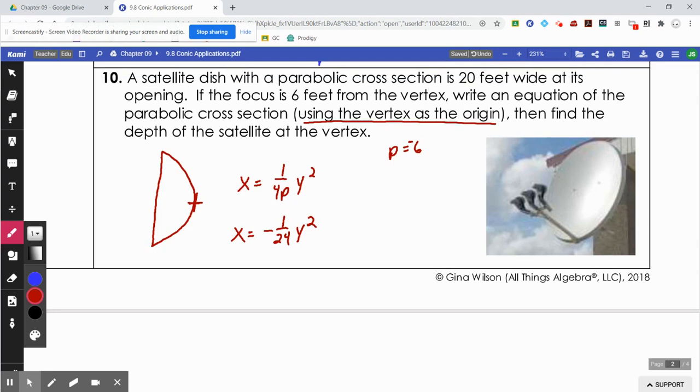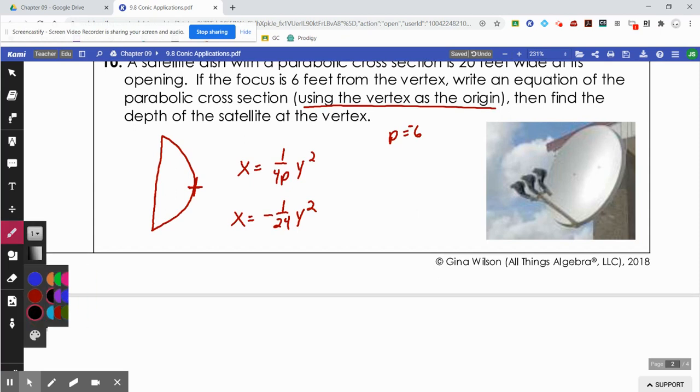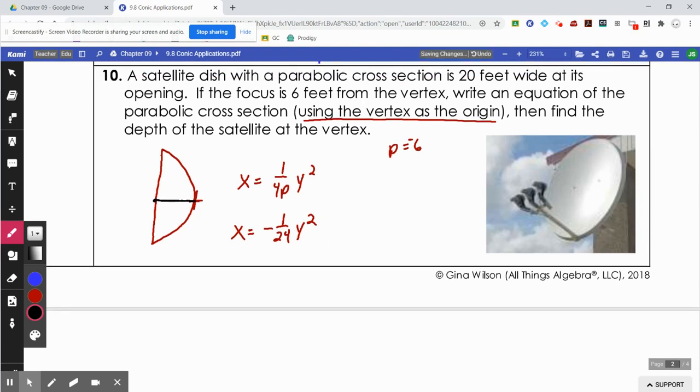So we found the equation. It says, then find the depth of the satellite dish at the vertex. So we want to know, how deep is it? How far is it from here to here at that vertex? So we've got to find some points right here. We do know those points there.